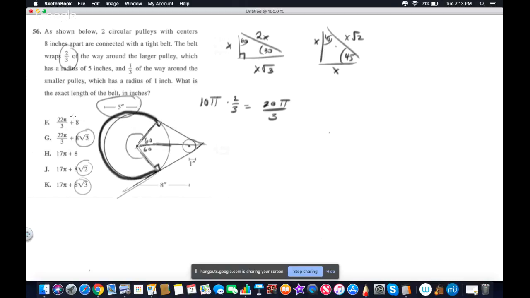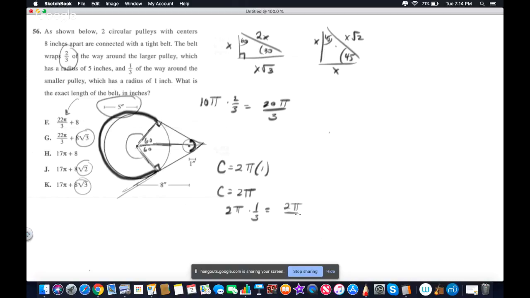Now, check in with your answer choices. Obviously, these answers are starting to look really good, F and G, because they have something about pi and something about over 3. We're looking for the full belt length, which includes this little piece of this belt. And that's 1/3 of the way around the circle. That circle has a radius of 1. So to be clear, the way you use that radius of 1 to get circumference: circumference equals 2 times pi times your radius of 1. Circumference equals 2 pi. And then 1/3 of that would mean 2 pi times 1/3, and that equals 2 pi over 3.